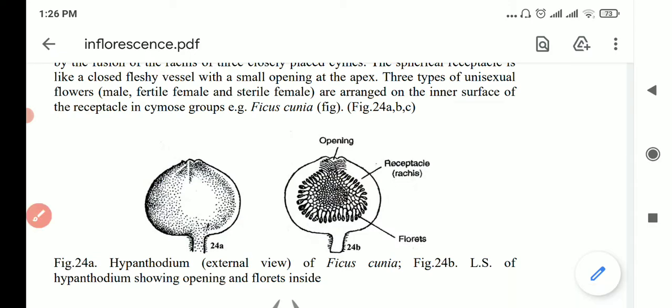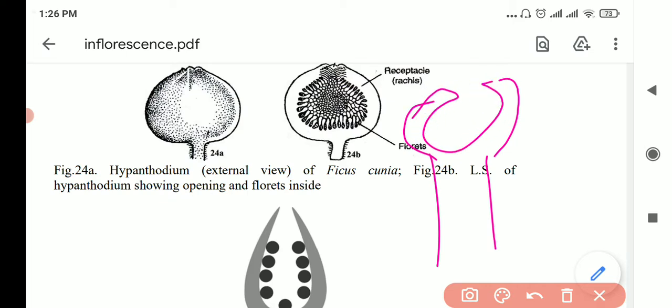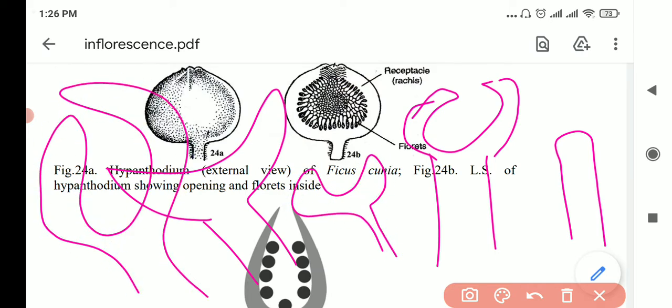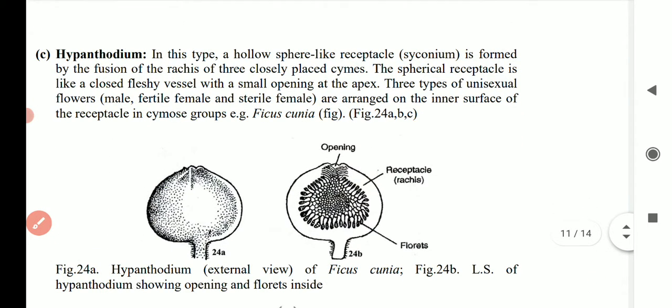A receptacle is when the rachis modifies. Like this is the stem, the rachis. What happens is it modifies itself into a cup-shaped structure. You get it? So the rachis becomes a receptacle, meaning it becomes like a saucer. Instead of ending like this, it became like this fig shape, a cup-shaped structure. So the hypanthodium is a hollow pear-like receptacle formed by the fusion of the rachis of 3 closely placed cymes.